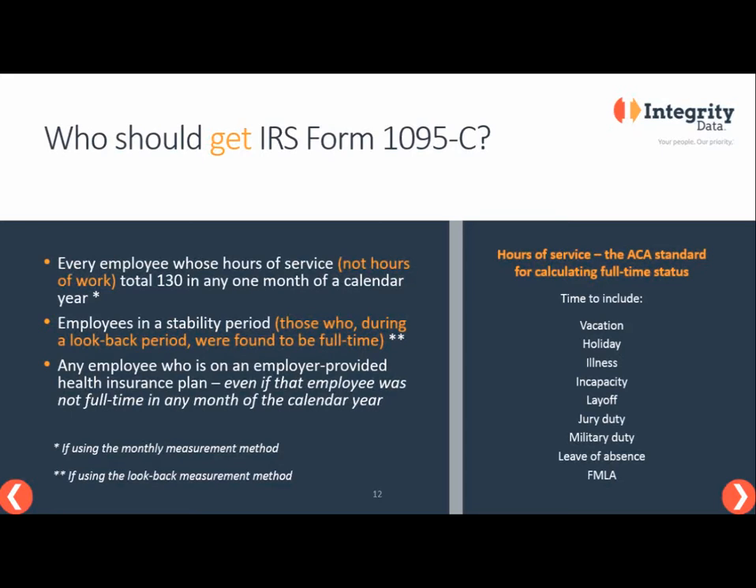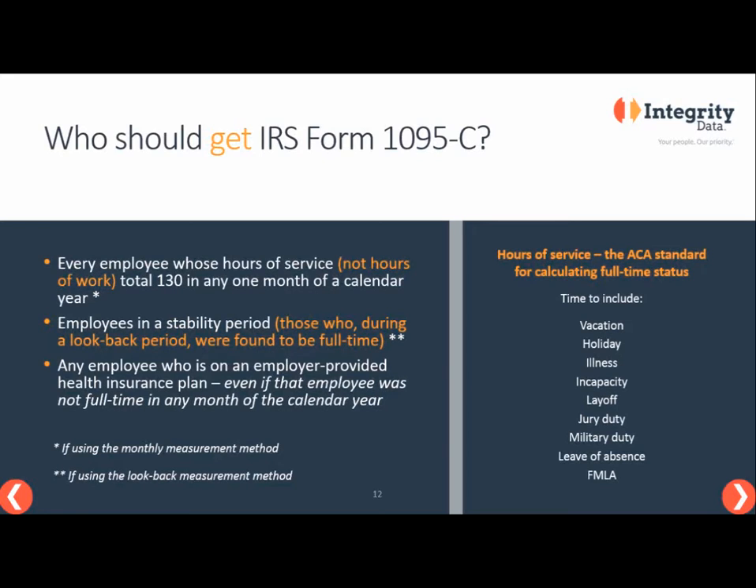So that's the monthly measurement method. Most people who have hourly employees do not use that, and the reason why is that you could have an employee work 130 hours in 1 month on a special project, and then work 70 hours on average for the remaining months. If you're using a monthly measurement method, they would become eligible as soon as they hit the 130.